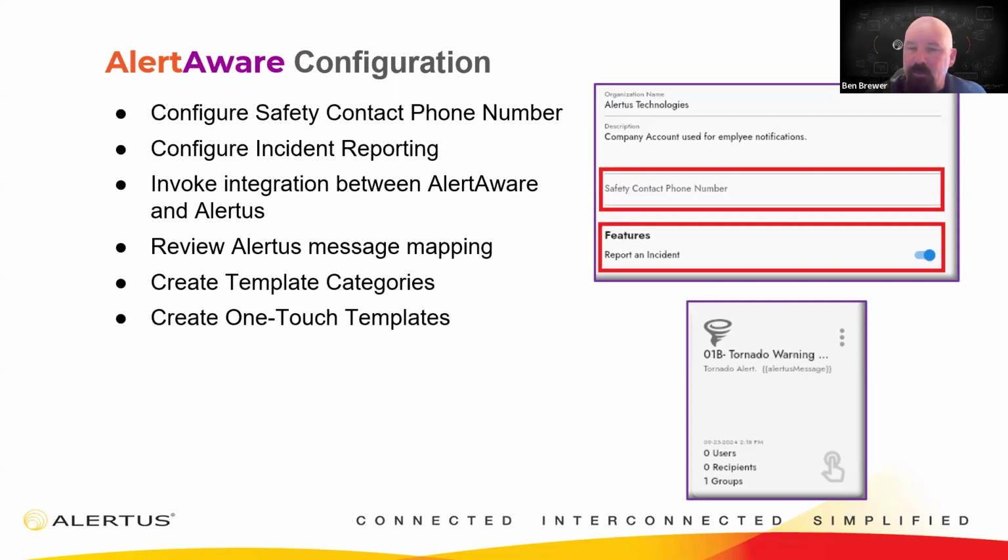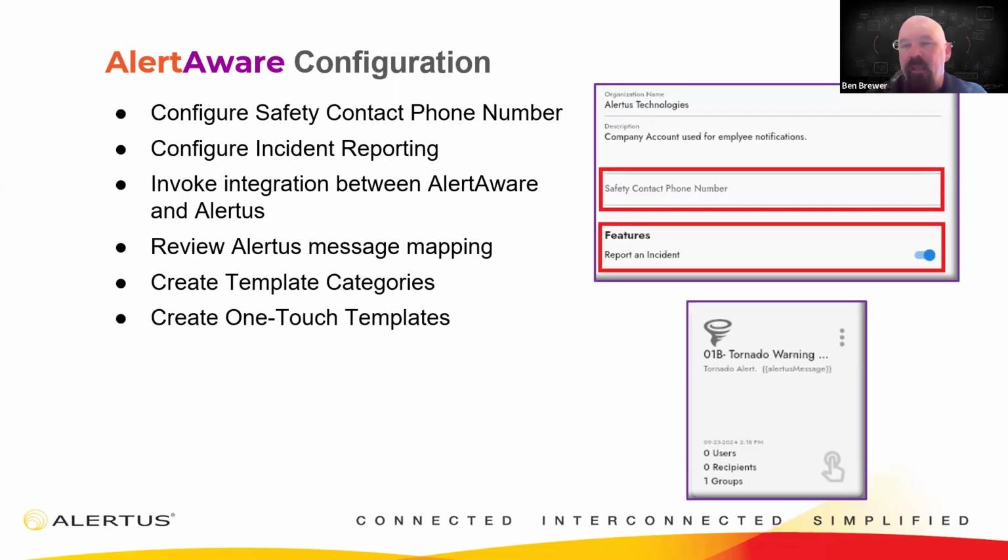So what you see in the lower right-hand corner is a depiction of a tile within AlertAware. Once we create a one-touch template, you have the ability to either list them out vertically, or you can have them in this tile format, which is what I prefer personally. I'm a lot more visual. In this particular instance, you can see this one-touch template is set up for a tornado warning, and I actually have two of them within my system.